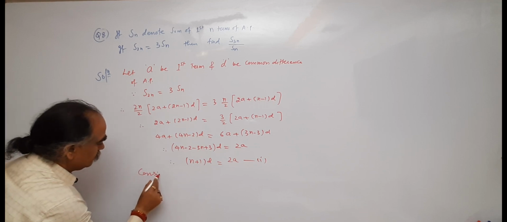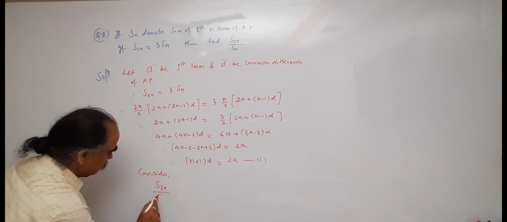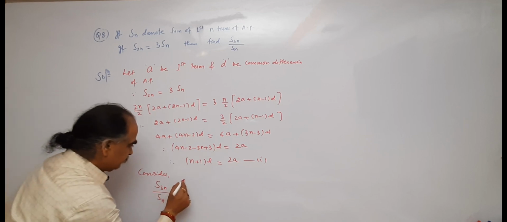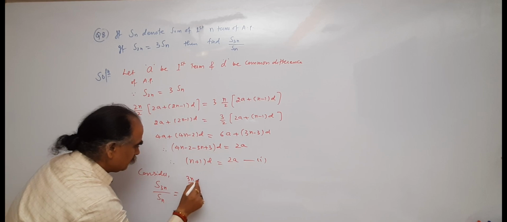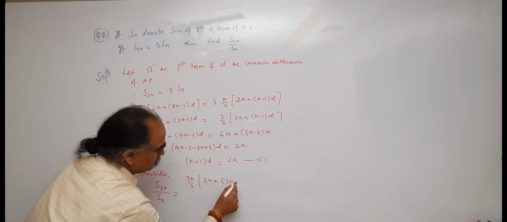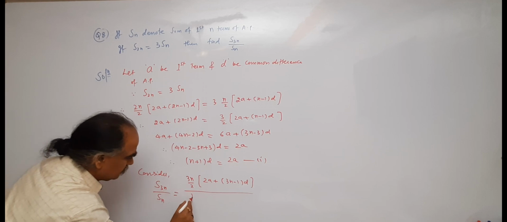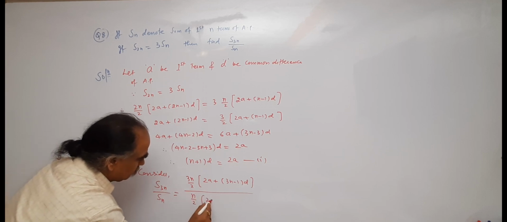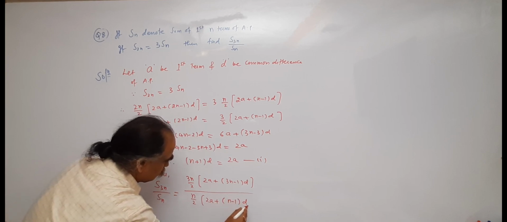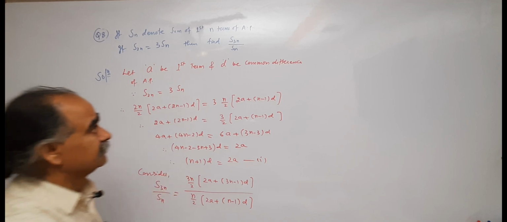Now we consider S3n divided by Sn. S3n is 3n by 2 into 2a plus 3n minus 1 into D. And Sn is n by 2 into 2a plus n minus 1 into D. Now n by 2 will get cancelled.